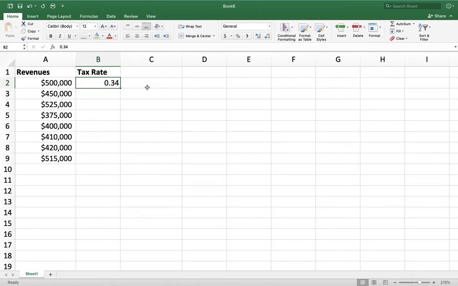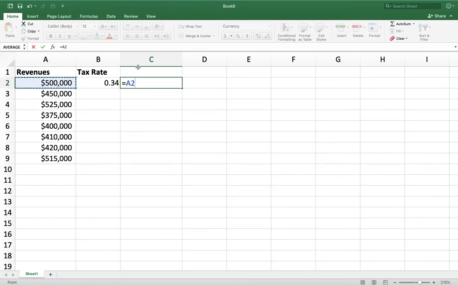And basically, what we're going to figure out is how much of each revenue gets taken, given multiplied by this tax rate. So the first thing we're going to do is equals, and then multiply A2, first set of revenue here, times 34%, the tax rate. You'll see it's $170,000.